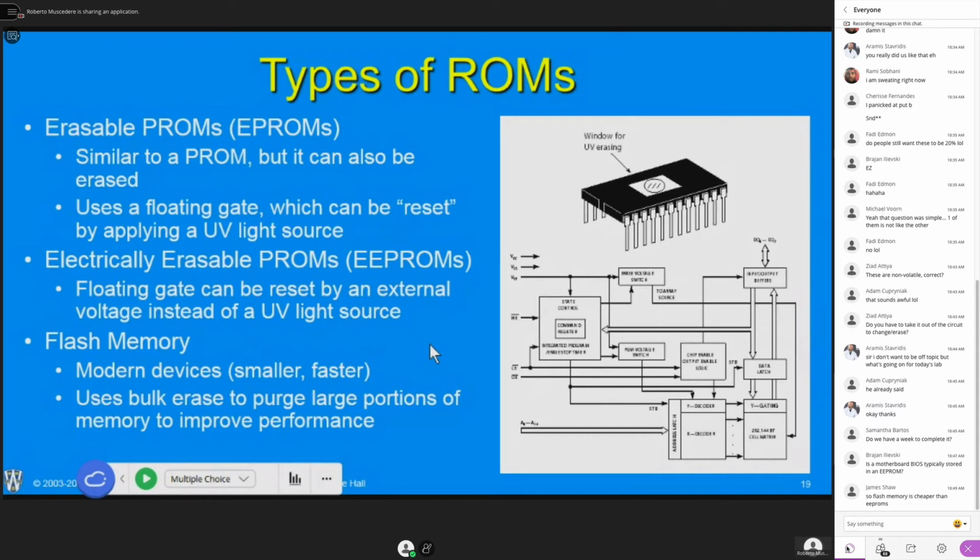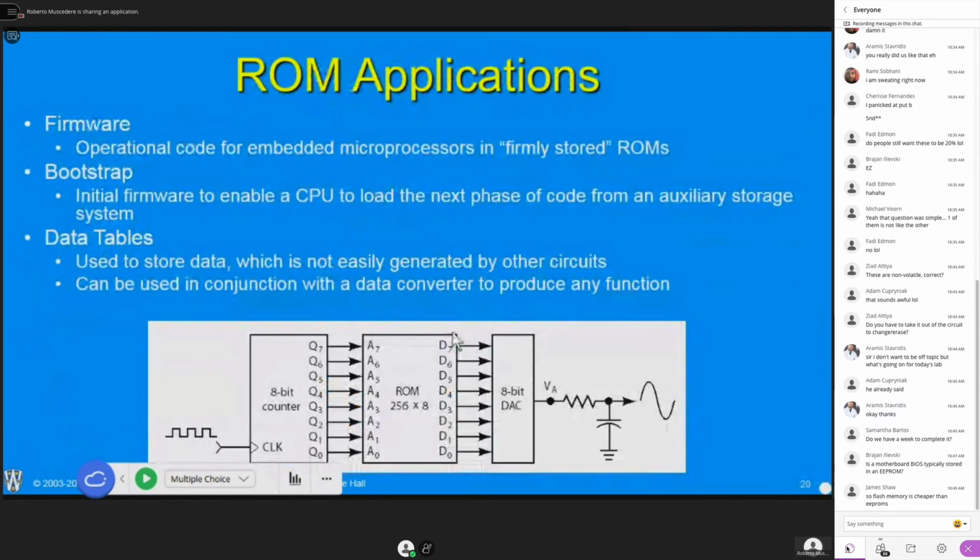Okay. All right, let's move on here. So what are the different applications for ROM? Well, again, I mentioned one of them, firmware, which is something you often hear. And it's basically the operational code for some type of embedded microprocessor. And it's called firmware because it means it's firmly stored in the ROM. So it's not changing often. So firmware is the term we use for just about any device other than a computer, which we then call BIOS, right?